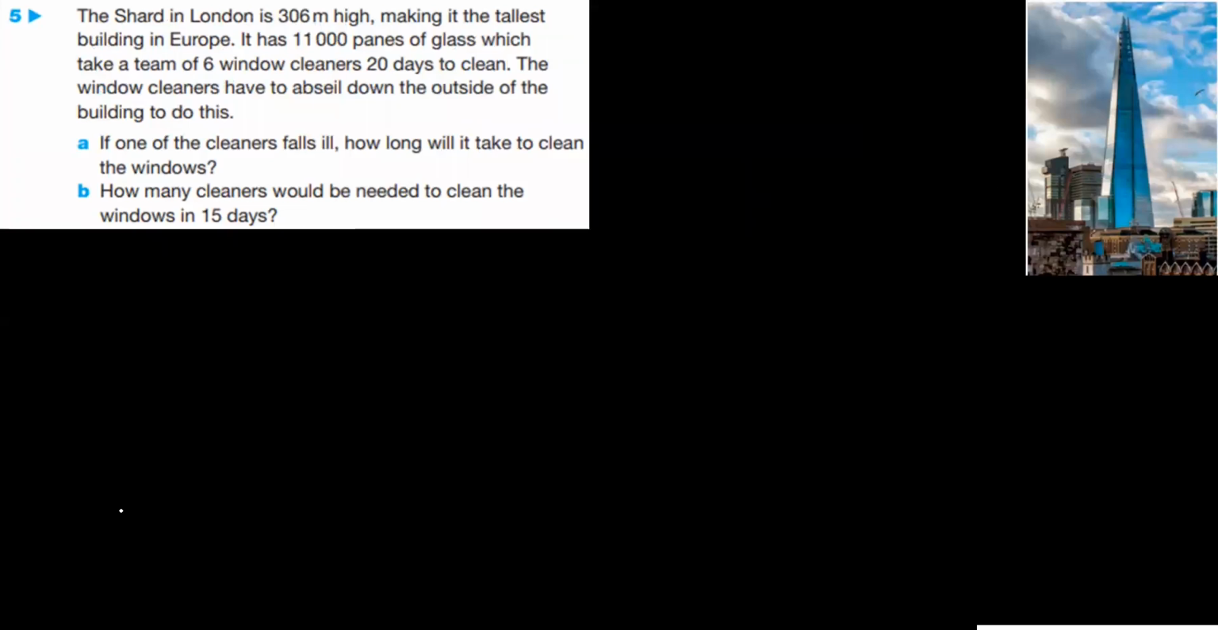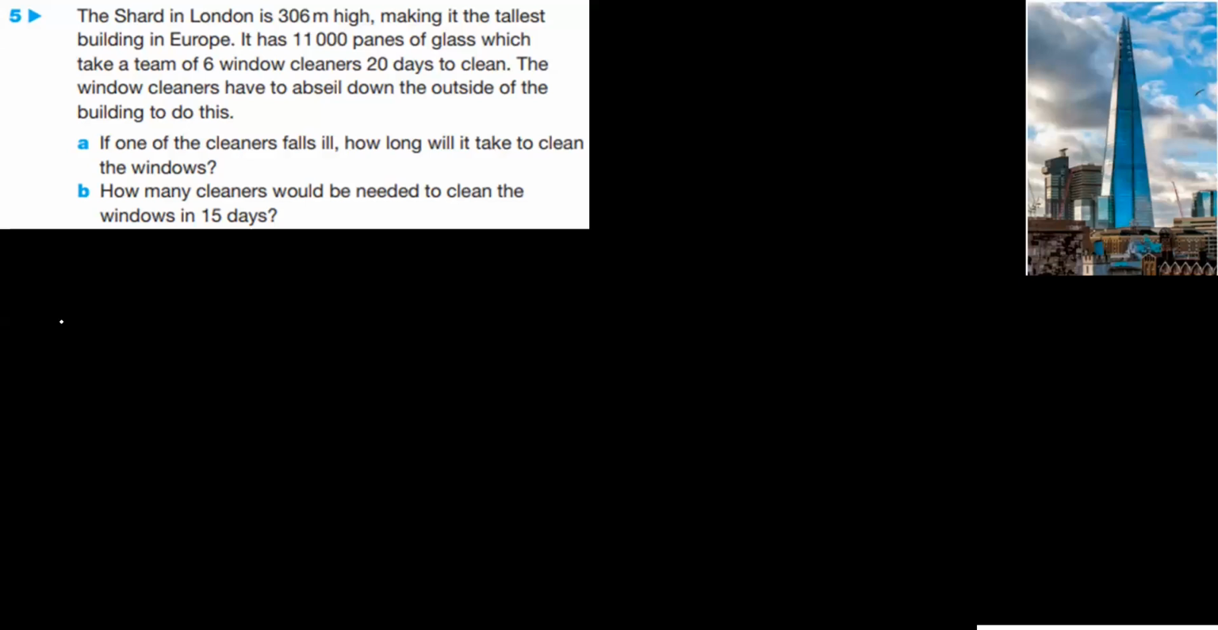Question 5. The Shard in London is 306 meters high, making it the tallest building in Europe. It has 11,000 panes of glass which take a team of 6 window cleaners 20 days to clean. So here we are measuring the proportion between window cleaners and the days to clean. The window cleaners have to abseil down the outside of the building to do this. If one of the cleaners falls ill, how long will it take to clean the windows?